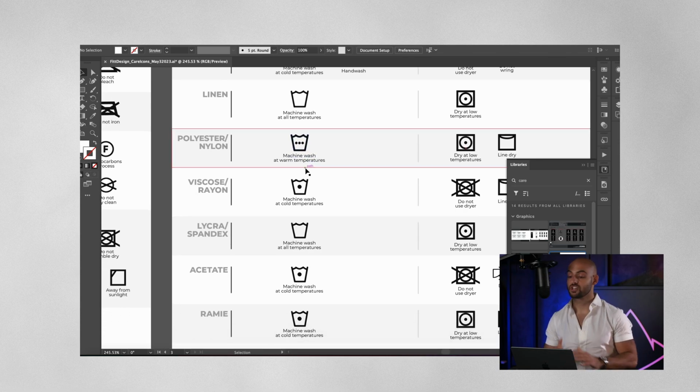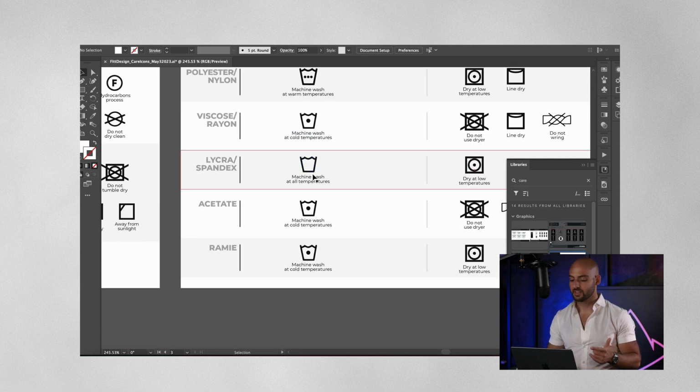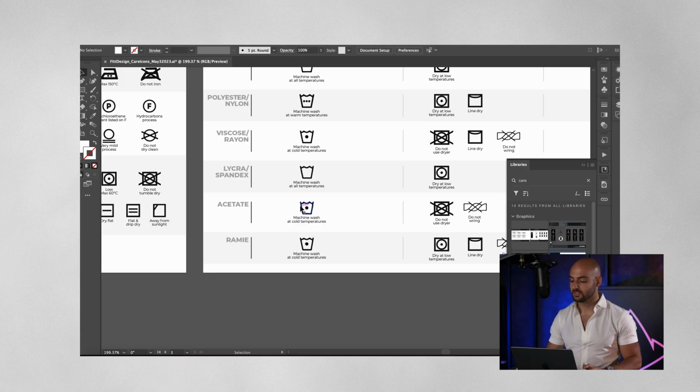Polyester, machine wash at warm temperatures, not at hot temperatures. The hotter it is, the more likely you are to melt the fabric. Lycra, spandex, you can at all temperatures. Acetate at only cold temperatures. Ramie at only cold temperatures because it is a very delicate fiber. Same is true for the drying and ironing.